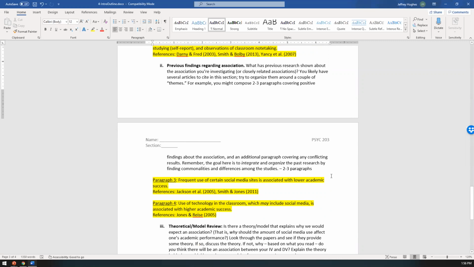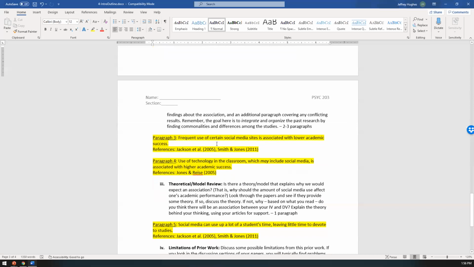And hopefully you have found maybe 2 or 3 studies that find the general same thing. They may have measured their variables differently, but hey, these 2 studies found that social media and depression are related. And these 2 studies found this, and these 3 studies found kind of the same thing. So your paragraph should revolve around themes. For example, this paragraph found that using some social media sites is associated with lower academic success. So we have a paragraph on, hey, social media, lower academic success.